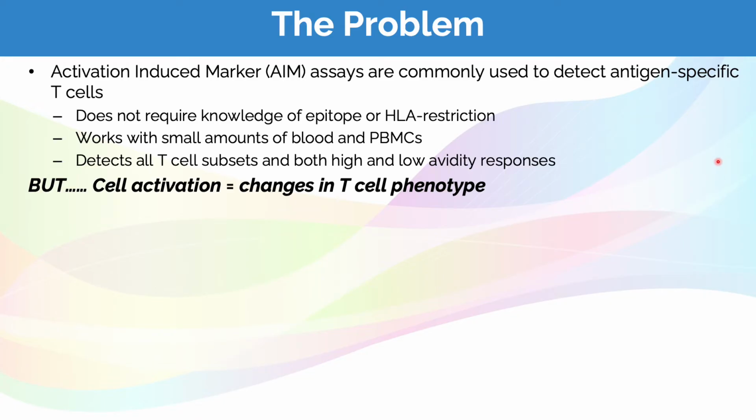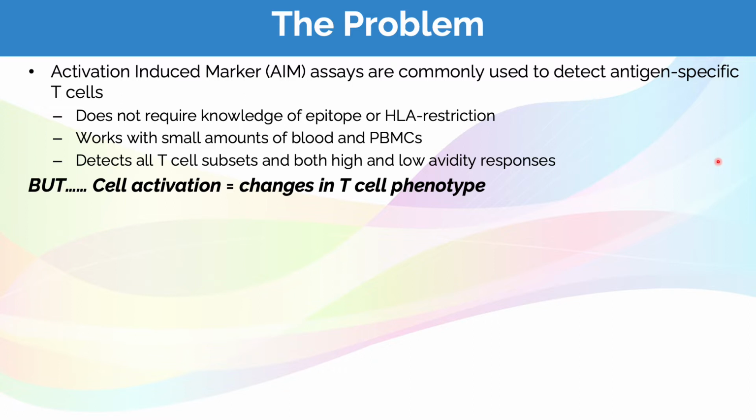Activation-induced marker, or AIM assays, are a commonly used tool to detect antigen-specific T cells. But the very nature of activating the cells is changing the T cell phenotype, and not only for these markers of interest to define the antigen-specific cells, but also for key lineage-defining markers.